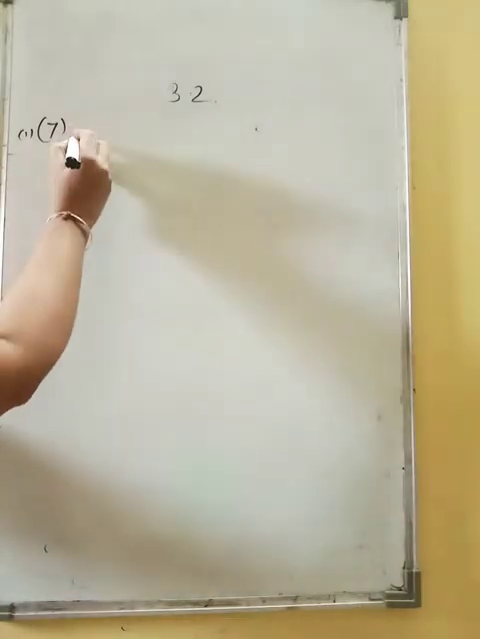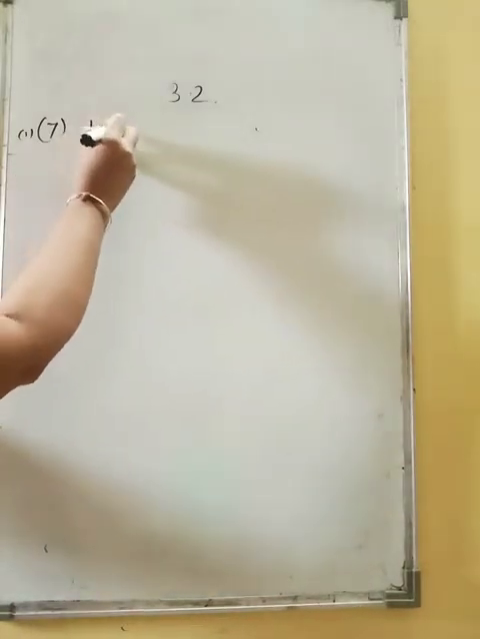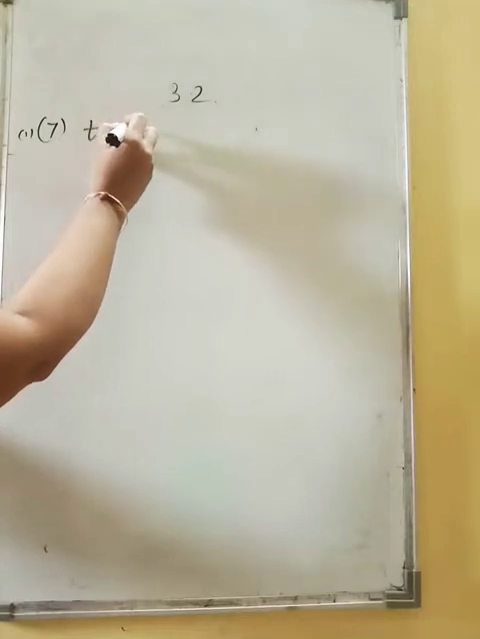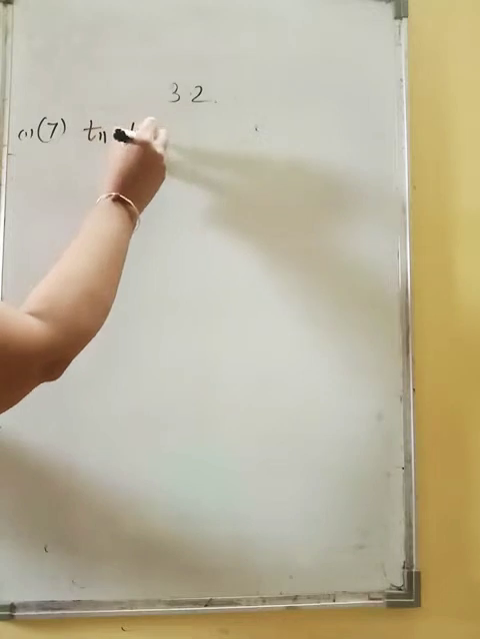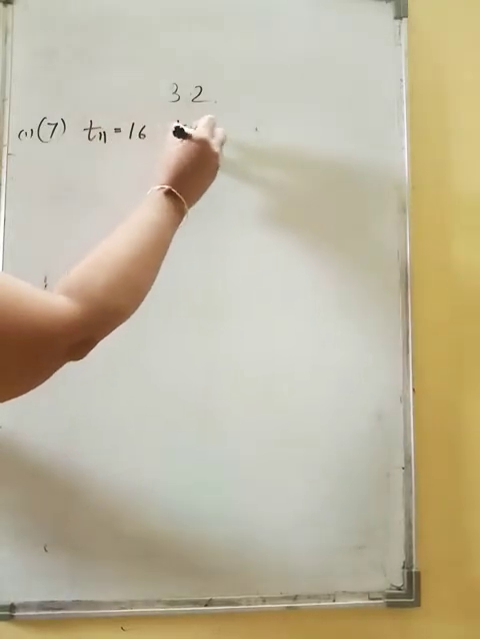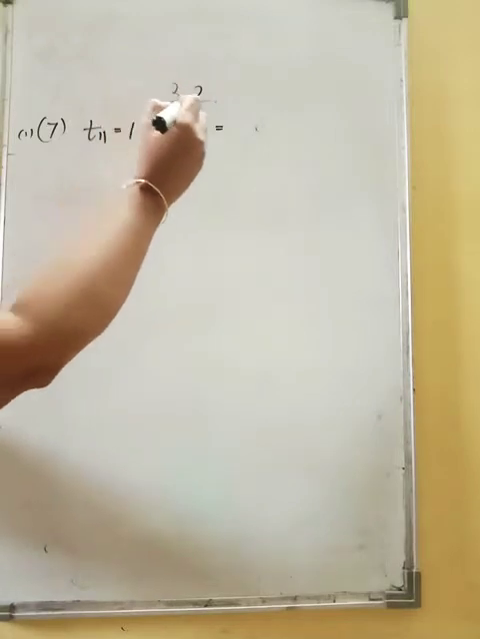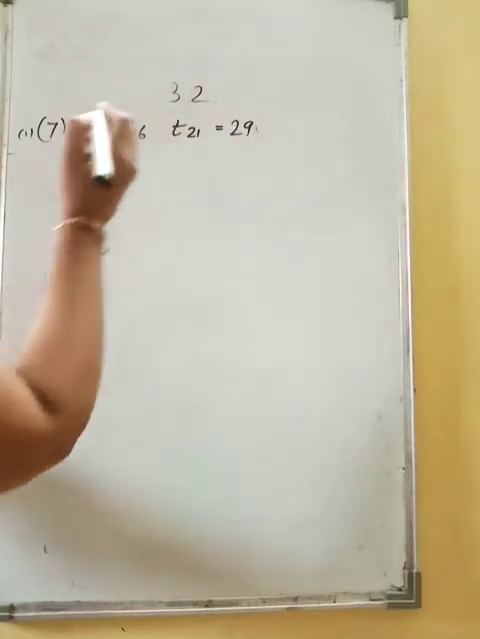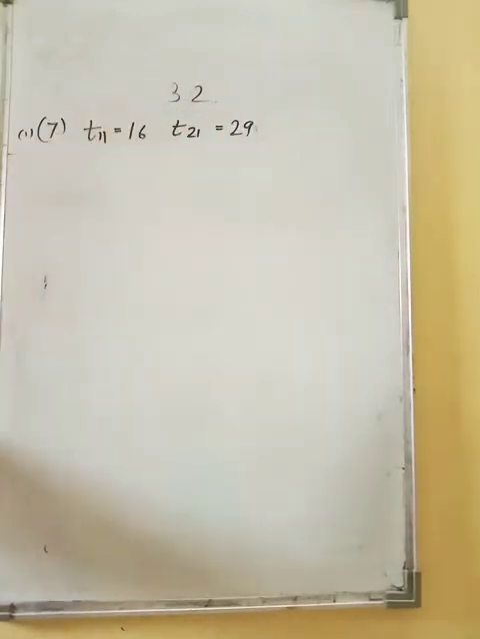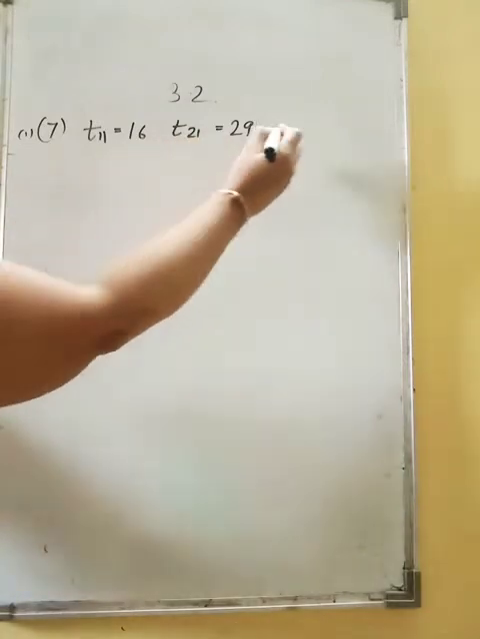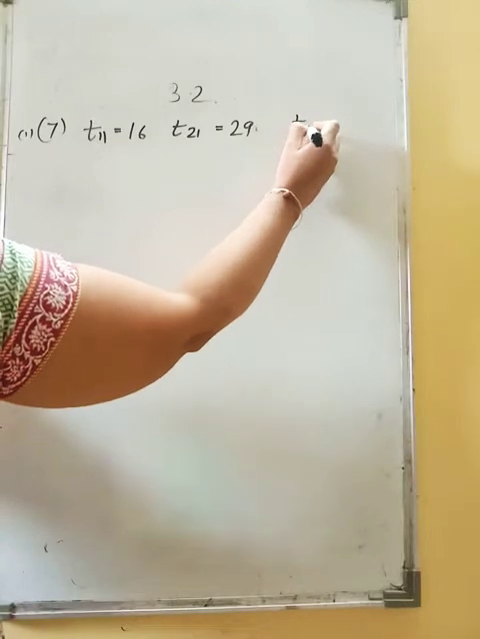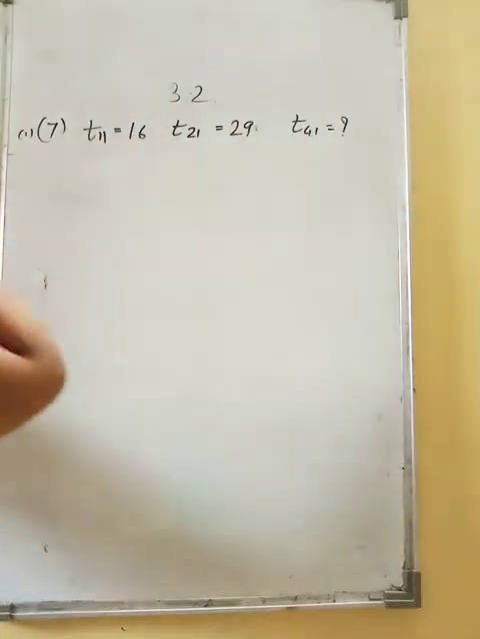So if I write in short, you have T11 is 16 and T21 is 29. Find the 41st term of the AP. So that means you have to find out T41. This is what you are finding out.